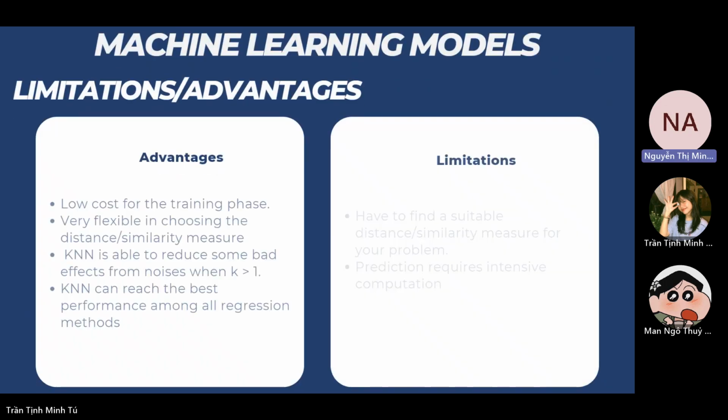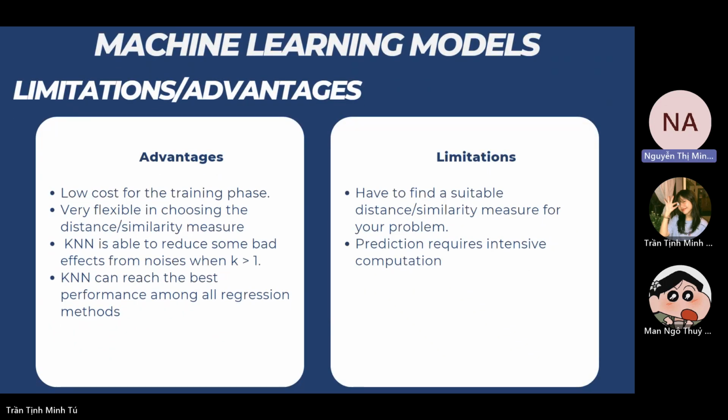Okay, next, KNN limitations and advantages. Firstly, advantages: low cost for the training phase, and very flexible in choosing the distance measure. KNN is able to reduce some bad effects from noise, and KNN can reach the best performance among regression methods. And next, limitations: you have to find a suitable distance or similarity measure for the problem, and prediction requires intensive computation.